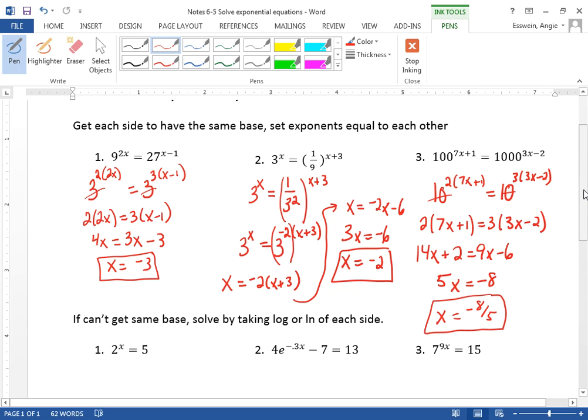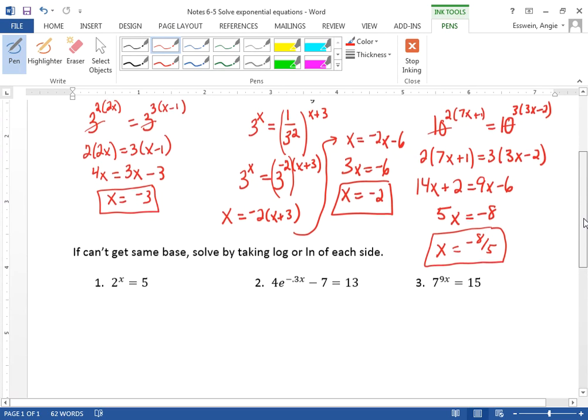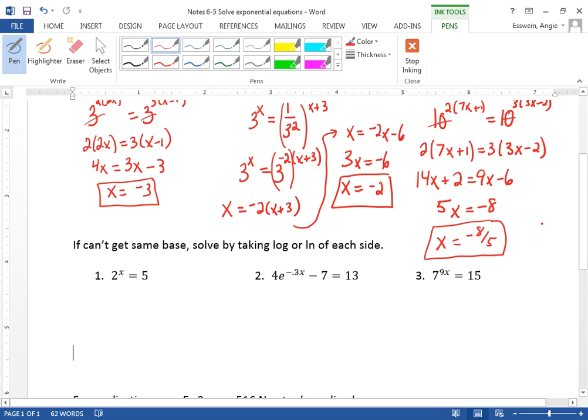But unfortunately, not every equation works out where you can get a common base, like the ones we've been doing already. So this will look like review to you. If you can't get the same base, you have to take the log or the natural log of each side. How do you know which one? If you ever have an e, then you take natural log because those are inverses.